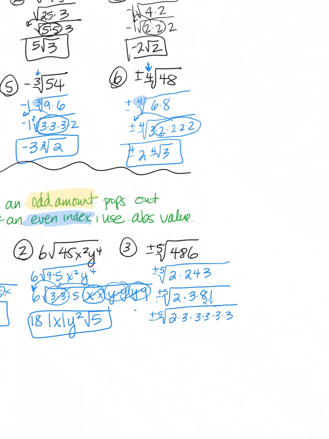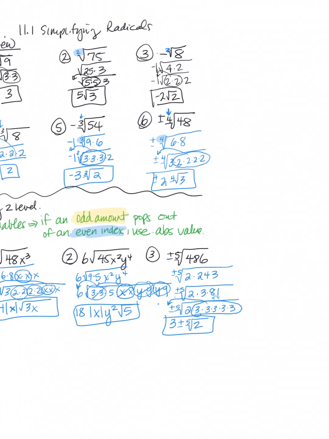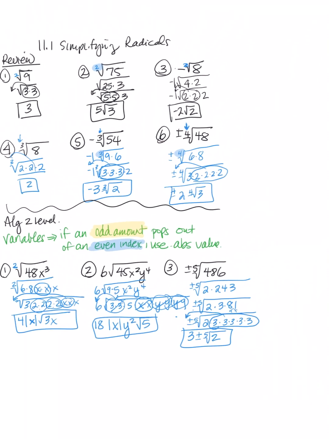Now I look at this. Do I have 5? 1, 2, 3, 4, 5. I do. So I can take a 3 out. I don't have any variables to take out, so I'm not worried about the absolute value thing. Plus or minus the 5th root of 2. And that's all this one is. This little rule only applies if it's variables. All right? Keep that in mind.